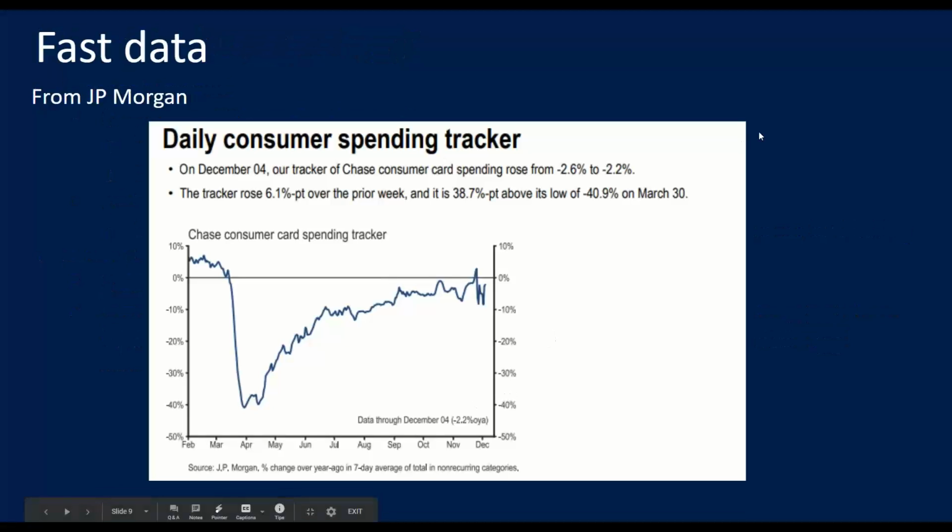All right, so some of what we've been calling the fast data in terms of economic data. This is Chase's consumer spending tracker. And yeah, basically what we have here is it's gotten real noisy. And that is because Thanksgiving moves around, being the fourth Thursday in November. Black Friday is the Friday after Thanksgiving, and that's the big spending day.